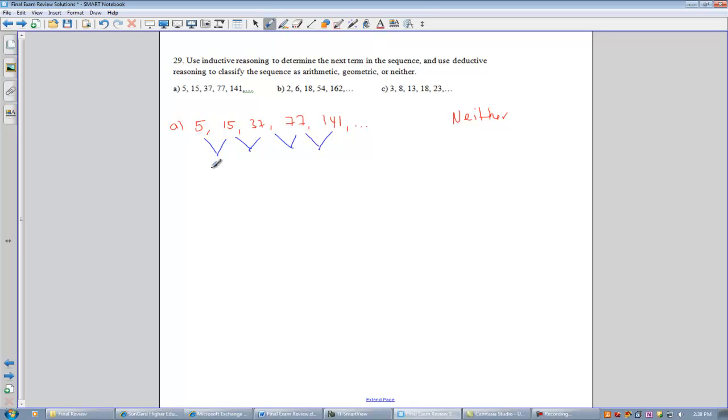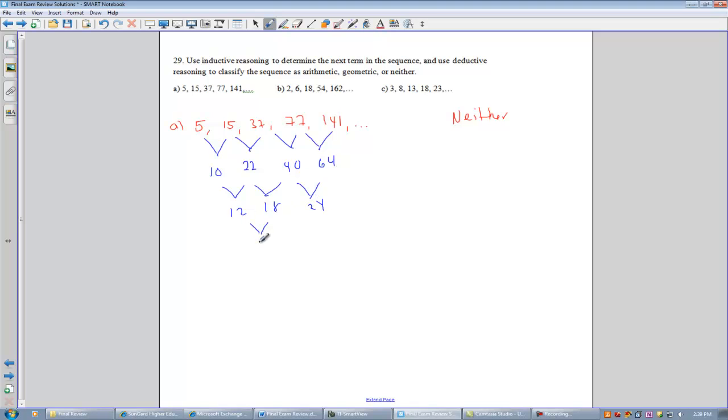So take 15 minus 5, which is 10. 37 minus 15, which is 22. 77 minus 37, which is 40. And then 141 minus 77, which you could check on your calculator, is 64. And then I do the subtraction again. So this is actually 12. This one is 18. And this one is 24.